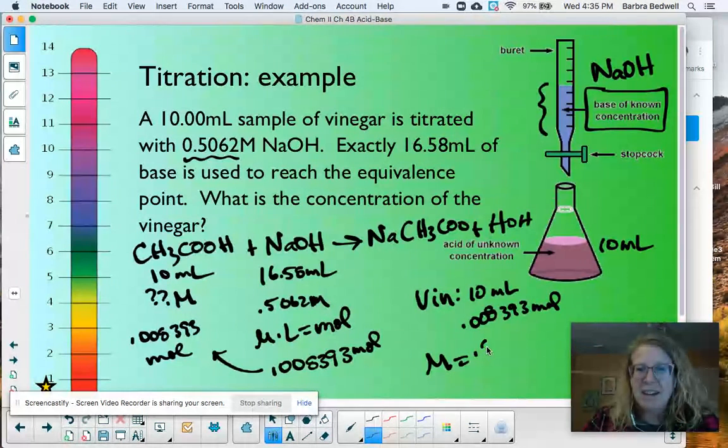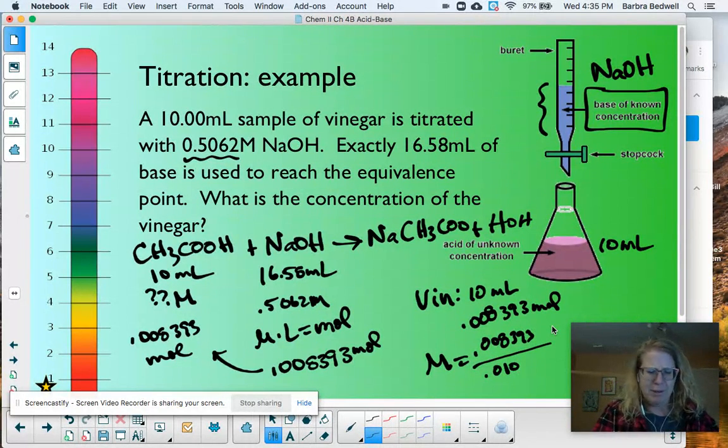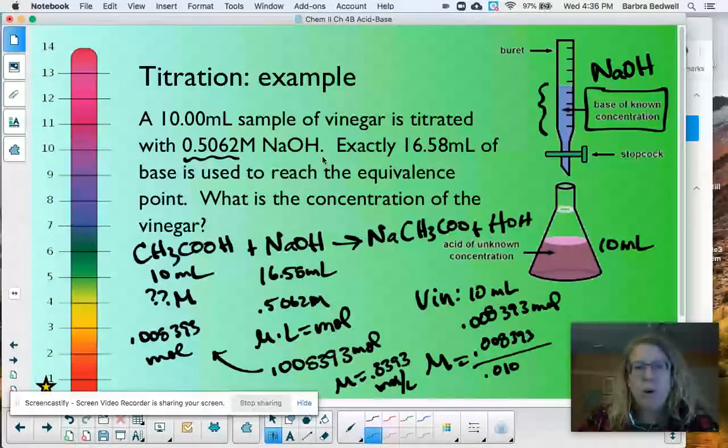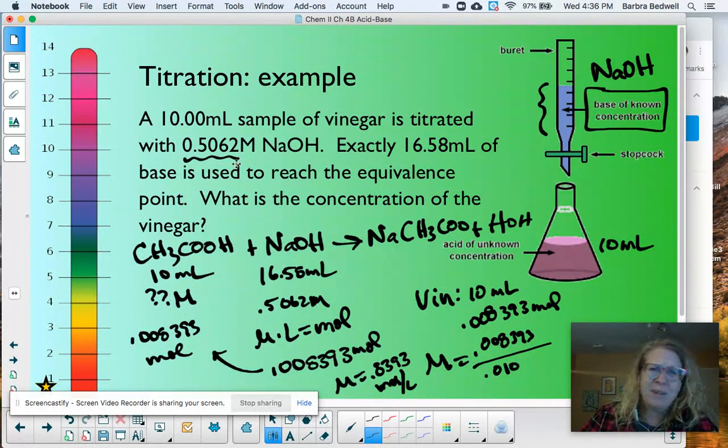And now I can use my molarity equation. Molarity equals moles per liter, 0.008393 divided by 0.010. And I know what the value is. Our final molarity is 0.8393 moles per liter. So again, using titration this way is just a stoichiometry problem. It's just the wording sometimes throws students off because they're like, what are they talking about? We're literally just using a known concentration of this, finding our volume through experiment, and then knowing how it neutralizes down here. It's just a stoich problem from there.